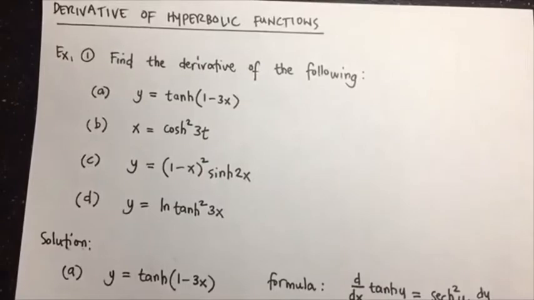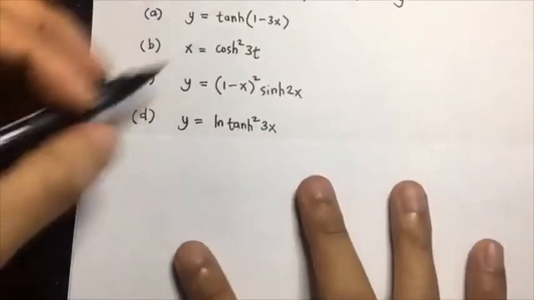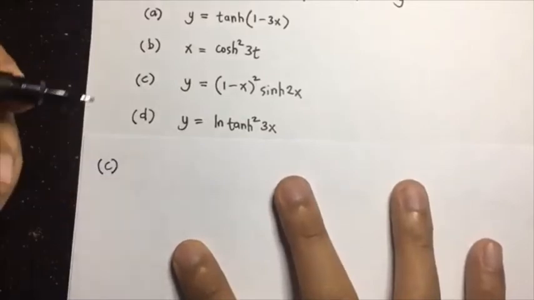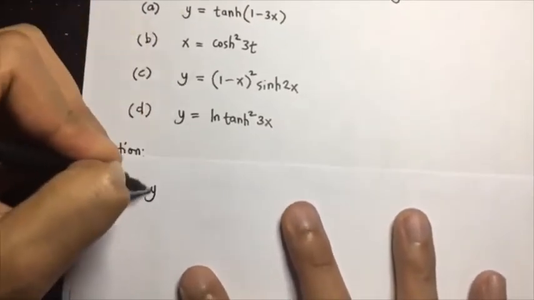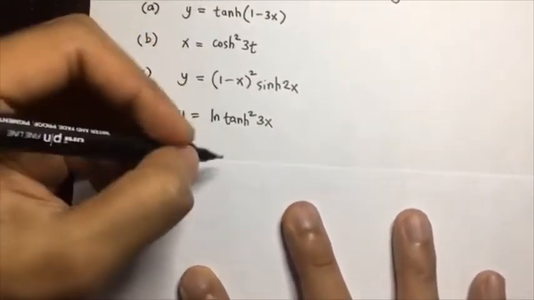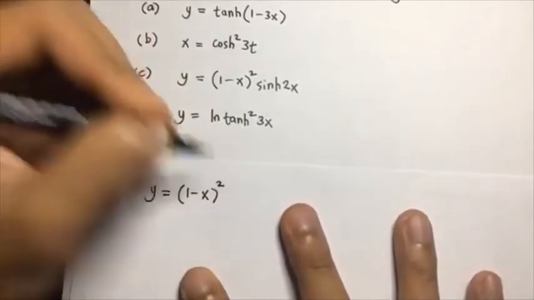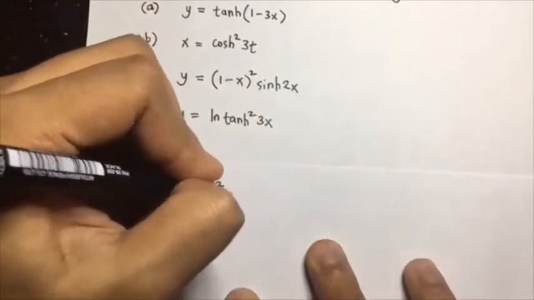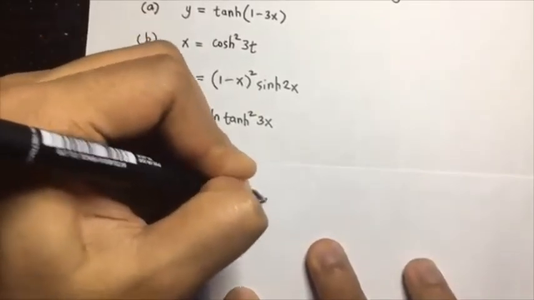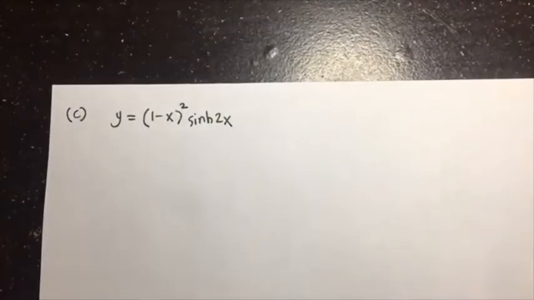Next is letter C. For letter C, we have y is equal to 1 minus x, squared, times hyperbolic sine of 2x. This problem can be solved using the product rule.